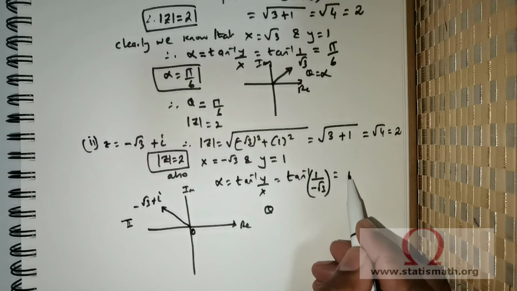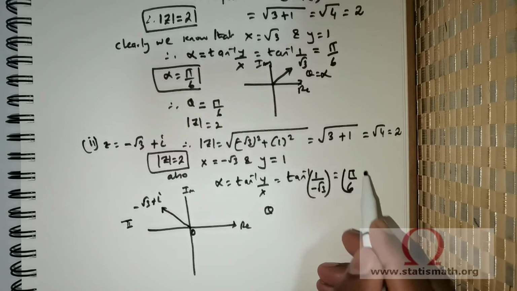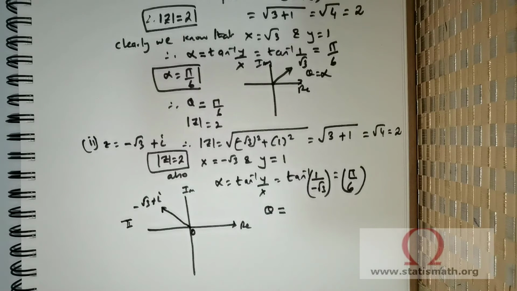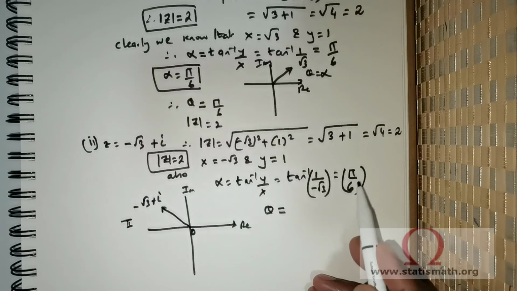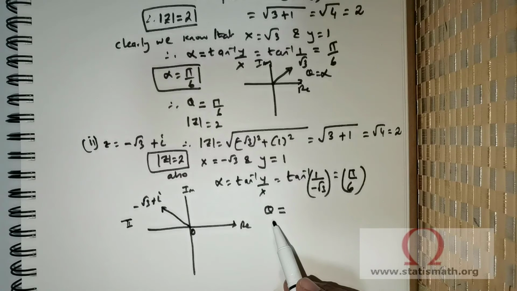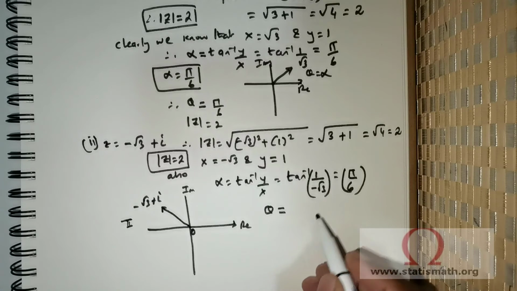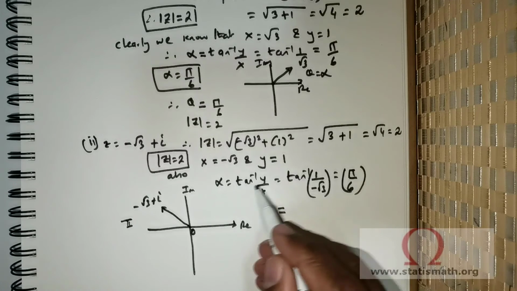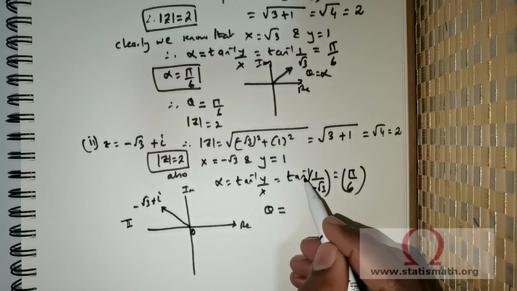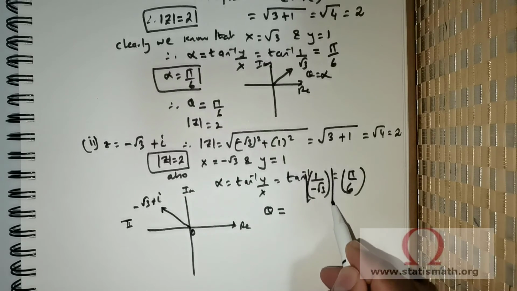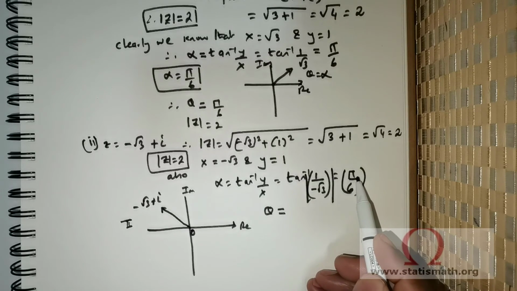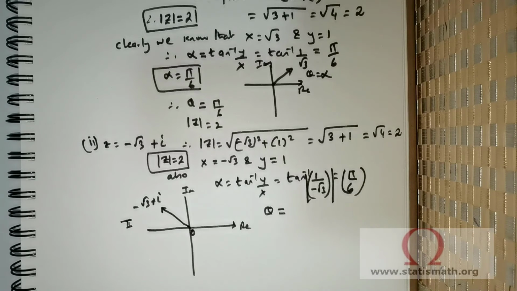Now though the alpha is pi over 6 here, we cannot state the principal argument to be pi over 6, though clearly we see alpha to be pi over 6 in this case. This is not the value. Now in this case alpha is equal to tan inverse of y over x. We cannot simply place the value of y and x here. It has to be placed within the modulus sign. Now once we place it in the modulus sign, we get the value to be pi over 6.